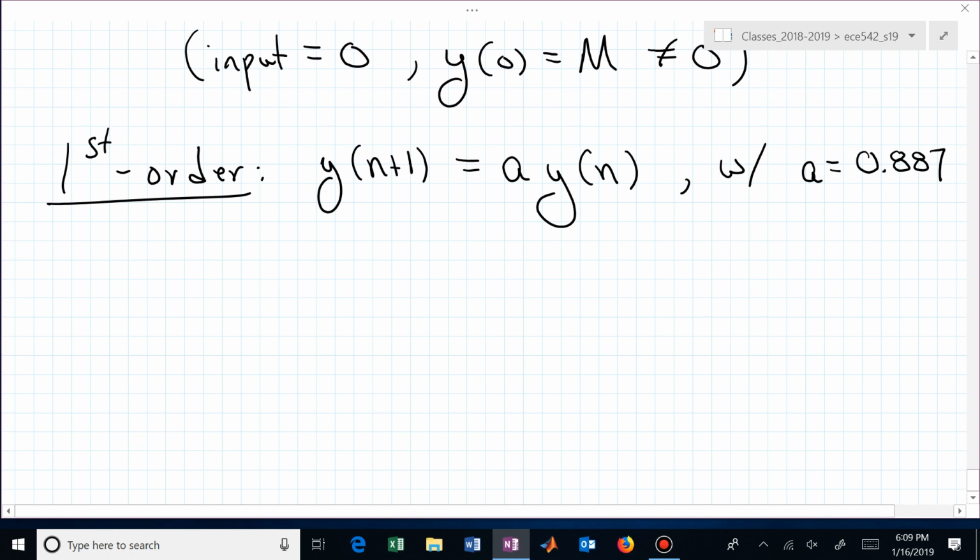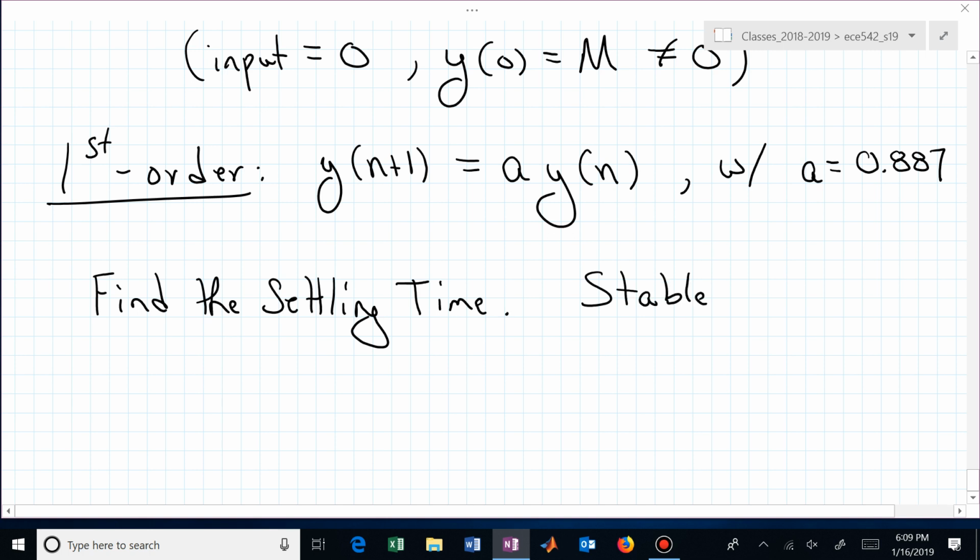What we want to do then is find the settling time. And I think I've just convinced you that it's stable since the magnitude of a is less than 1. It could have been minus 0.887 and still it would be stable, but what would that produce? For a first order system with a equal to minus 0.9, what are you going to experience in your trajectory for y of n? It's going to go back and forth, but it will be collapsing as it shrinks in magnitude, going positive, negative, positive, negative.